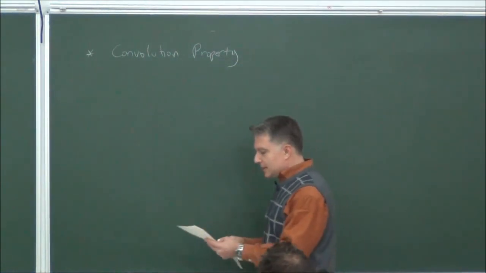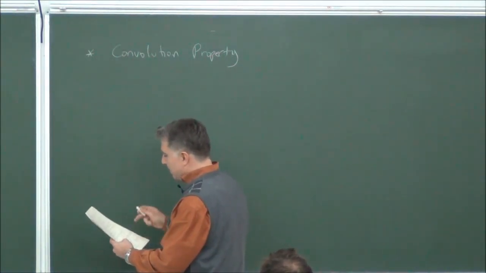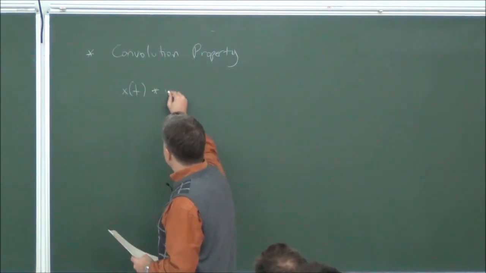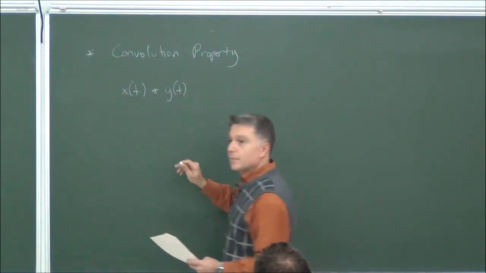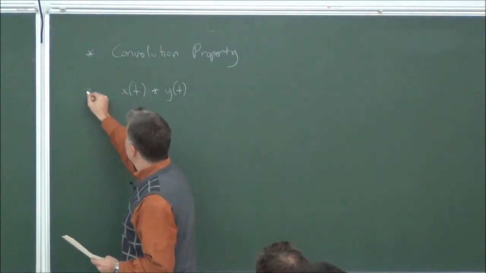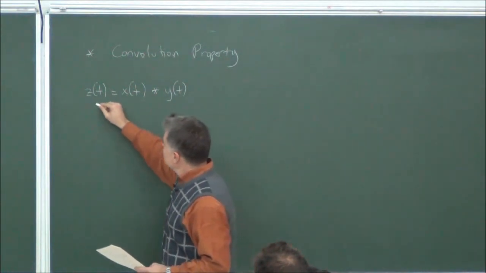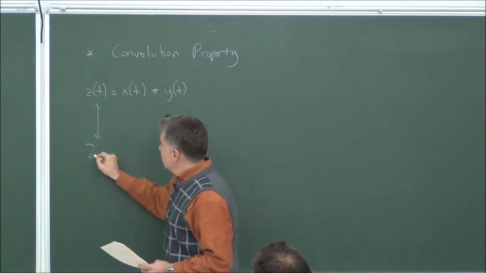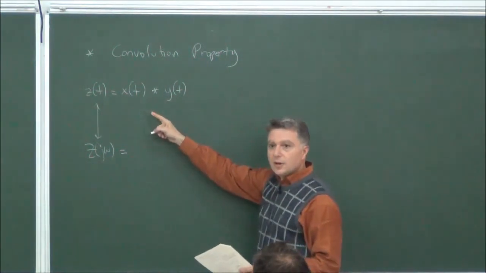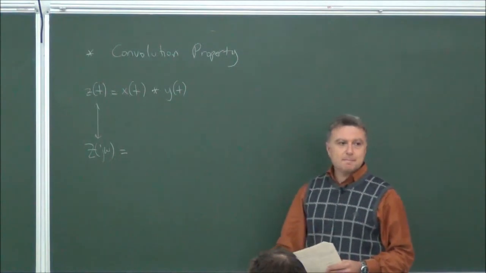And what does it say? It says that if you have x of t convolution with y of t, which is z of t, then the Fourier transform of z of t is capital Z of j omega, that is equal to, in terms of the Fourier transforms of x and y, what do we get?